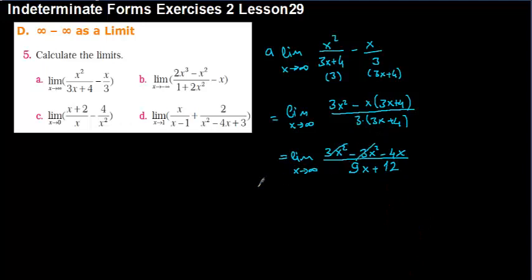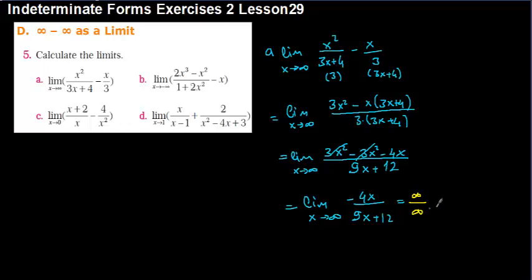Okay, when you simplify 3x squared and 3x squared, then the result is going to be equal to limit x tends to infinity, minus 4x over 9x plus 12 it's going to be. And this is infinity over infinity case normally.